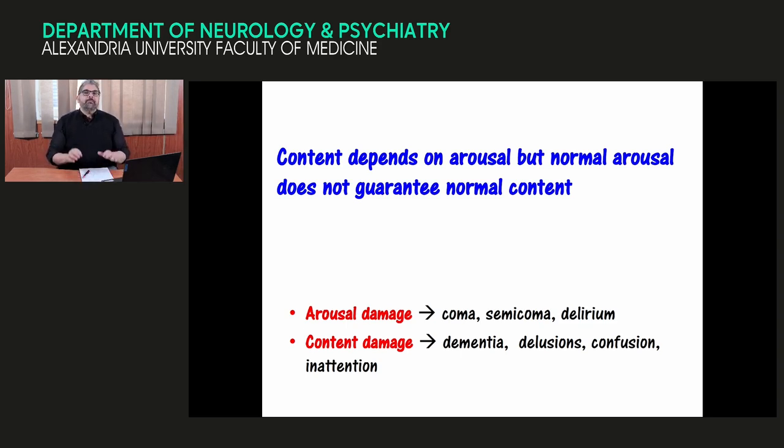Simply, if the patient has some problems in both cortices, the patient may look aware, but actually he's not aware. He has the appearance of being aware, but actually the content of awareness is not present. So if there is damage affecting the state of arousal, the patient may present with coma, semi-coma or delirium, and these terms will be explained. But if the content is damaged, the patient may present with problems that affect the content of consciousness, like delusions, confusion, inattention, and dementia.